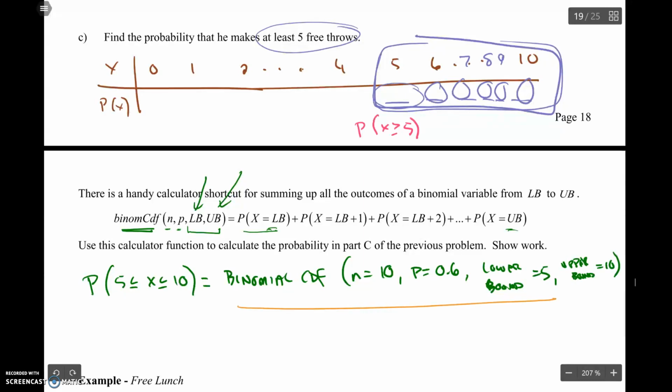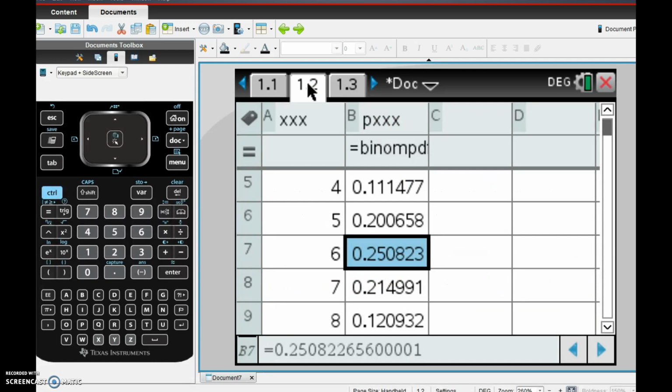In general, they don't like calculator speak. They don't like you to use calculator functions. But if you use the word binomial, that gets you credit for that. If you say n equals 10, that gets you credit for that. Now, if you don't say the n, if you just say 10, 0.6, 5, 10, you won't get any credit for that. But if you do this, you're good. Lower and upper bound, you get that point. And if you just type that in the calculator, it'll actually add up all 6 of those probabilities together.